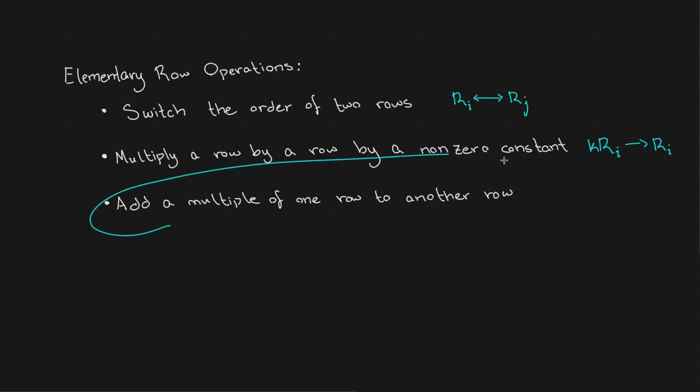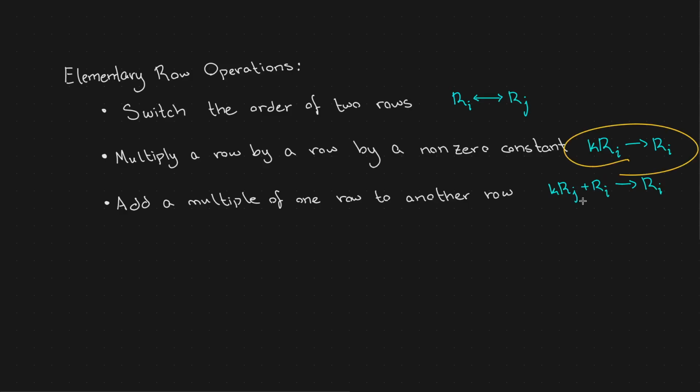And add a multiple of one row to another row. So I could do, say, some constant times row j, I could add it to row i, and that's my new row i. We saw both of these elementary row operations in the last example. We didn't see this one, but that one's pretty clear that it's not going to change the solutions to the system of equations, right?